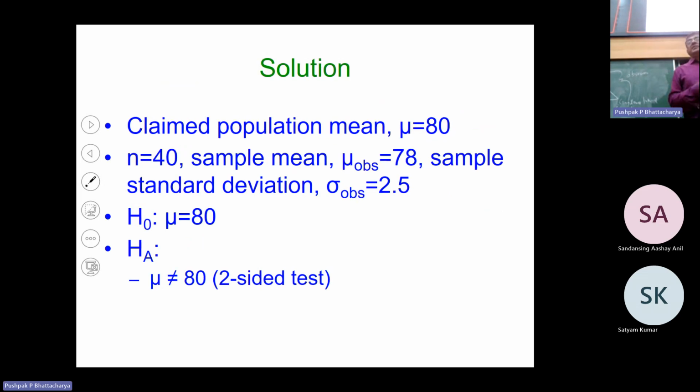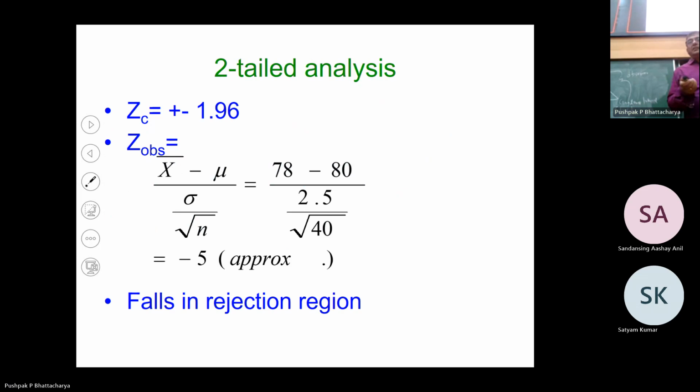The factory is claiming 80 ml. So the claim, population mean, is 80. The sample size is 40. The sample mean is 78. Sample standard deviation is 2.5. So we first take the null hypothesis that the manufacturer's claim is correct. Okay. We establish the null hypothesis this way, which we would like to reject. And the alternative hypothesis, therefore, is mu is not equal to 80. So if we do the two-tailed analysis, we do not want the fluid to fall below 80 or above 80. Then we have the equality test and the two-sided test.